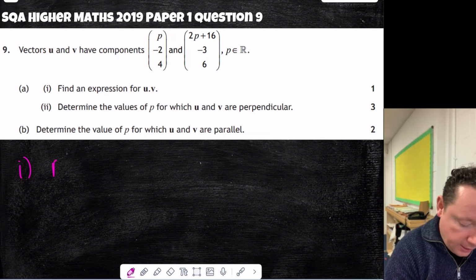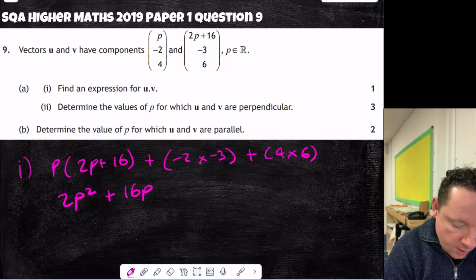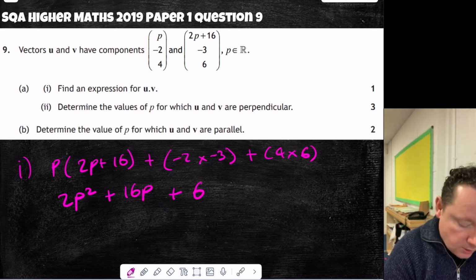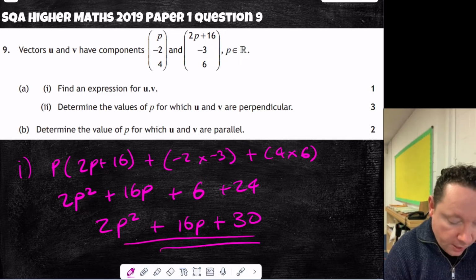I've got p times 2p plus 16, plus -2 times -3, plus 4 times 6. So then we can just simplify that, expand my bracket. I get 2p squared plus 16p plus 2 3's are 6, minus times a minus is a plus, 6 4's is 24. So that's 2p squared plus 16p plus 30 is our simplified u dot v.